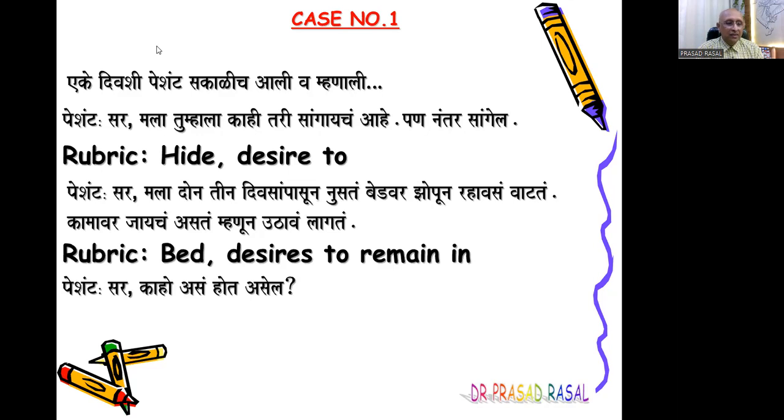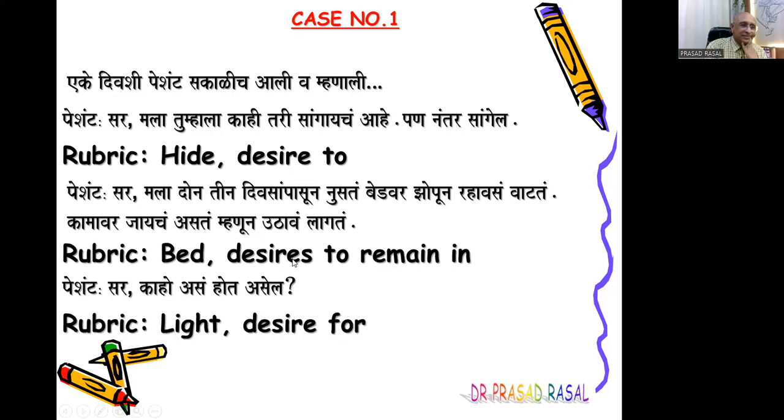And the third rubric, again, is very famous for everyone, very famous for the RH group. Anxiety, dark. "का असं होत असेल" is light, desire for that. Light desire. It's so simple. This was the first three rubrics.